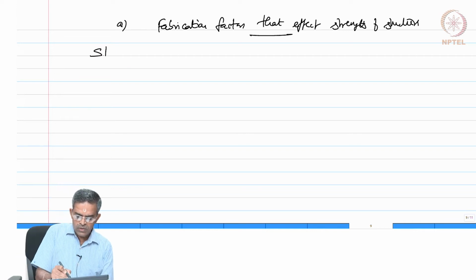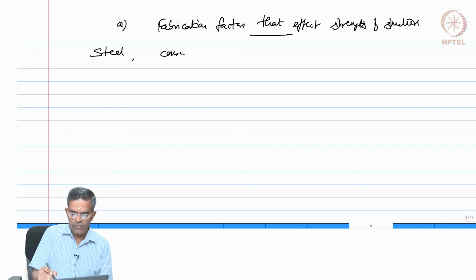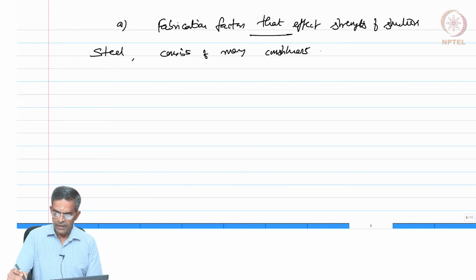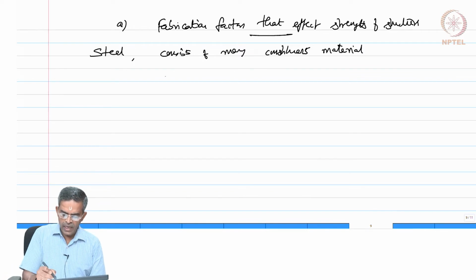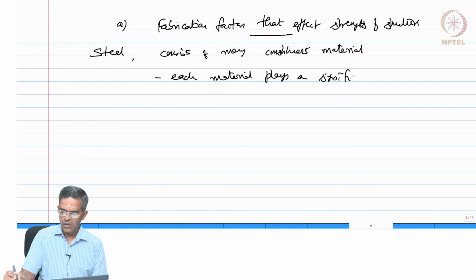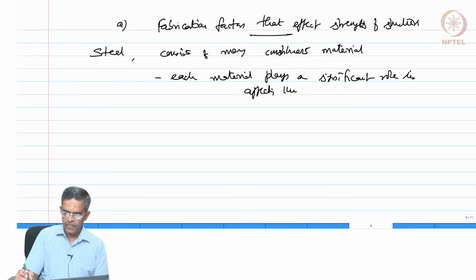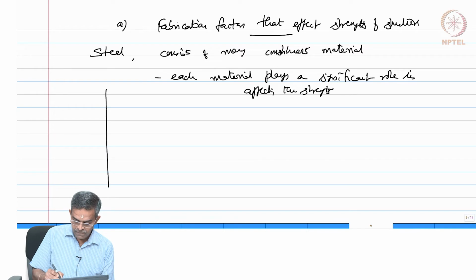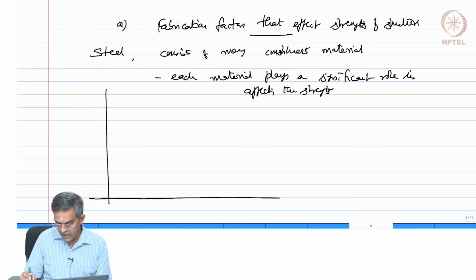Now, we all know steel consists of many constituent materials, and each constituent material plays a significant role in affecting the strength. Let us see how these factors affect the strength.